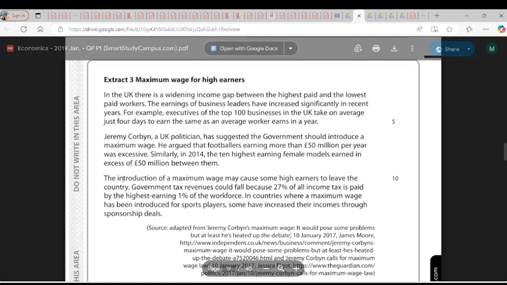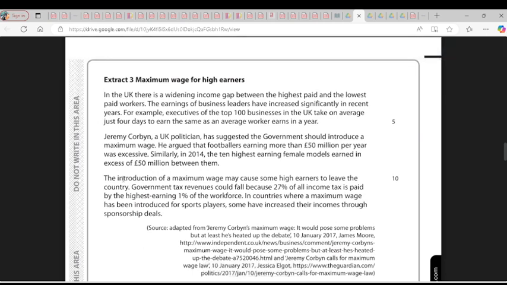Extract 3: Maximum wage for high earners. In the UK, there is a widening income gap between the highest paid and the lowest paid workers. When there's an income gap, it's not ideal. There's a difference between the highest income and the low income earners. The government wants to solve this kind of problem, through minimum wage or maximum wage, to reduce the gap between the rich and the poor. Are you with me? Yes.